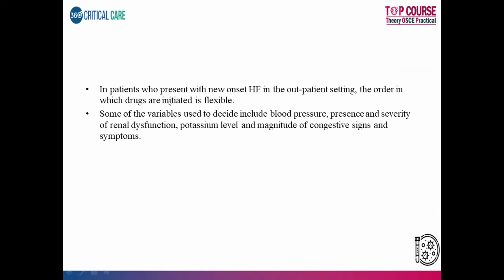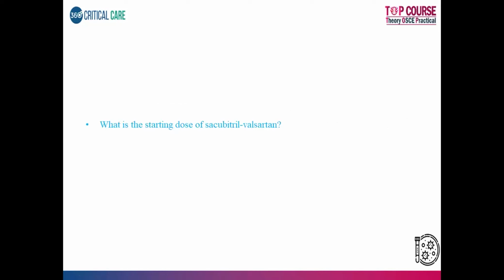Now, in patients who present with a new onset heart failure in an out of hospital setting, that is in an OPD, the order in which these drugs have to be initiated is flexible. Which are the factors which decide which has to be initiated first? It includes the blood pressure of the patient, whether the patient has a renal dysfunction and, if so, how severe it is, the potassium levels, and the magnitude of congestive signs and symptoms which the patient has.